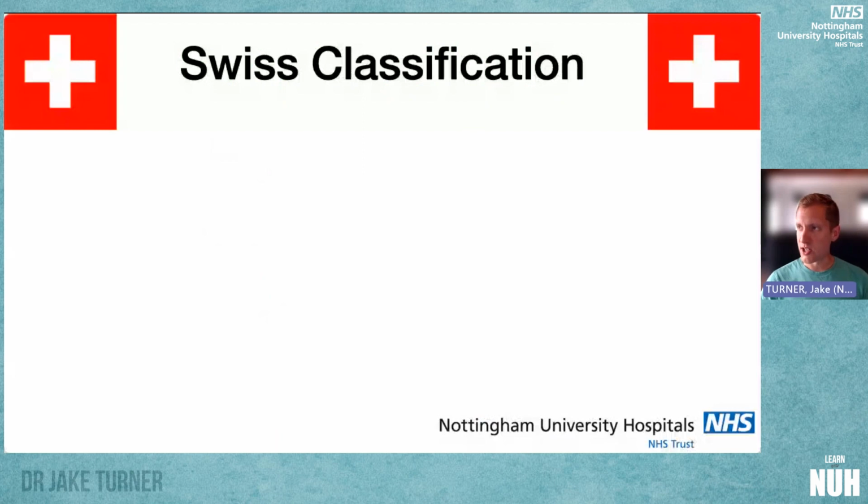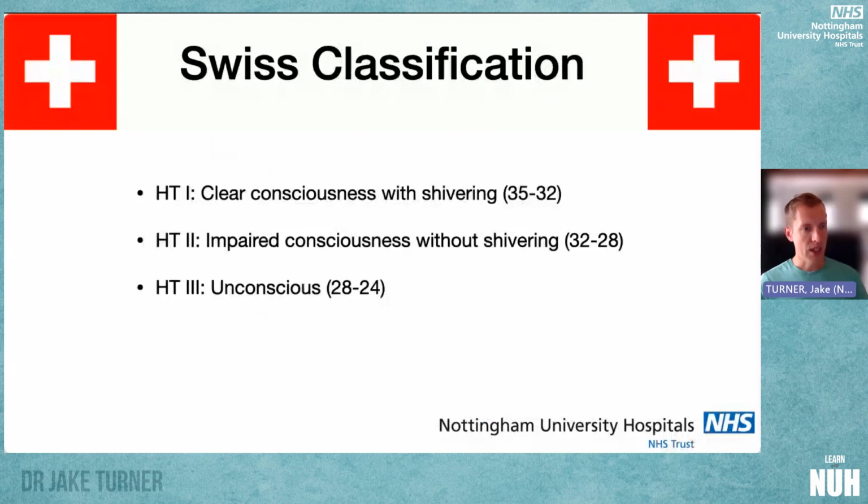Now, the Swiss classification is a bit more user-friendly. 1, 2, and 3 is kind of mild, moderate, and severe hypothermia. We do have survivors in the UK literature below 24 degrees. They appear dead, often with PEA rhythms. I'll talk a little bit later about what that actually means, because it's not really a true PEA, it's just a low output hypothermic state.